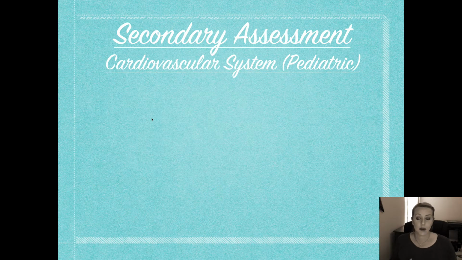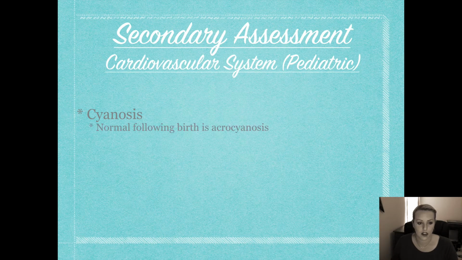Okay, so let's talk about our pediatric cardiovascular assessment. With pediatric, cyanosis is our first sign of hypoxia. They become very cyanotic very quickly. This is normal following birth. If it's acrocyanosis, so the limbs, your arms and your legs may have cyanosis. This is normal for a little while following birth.